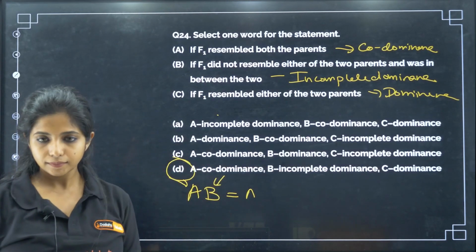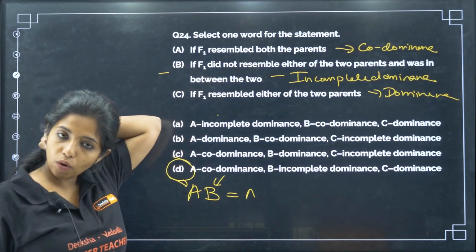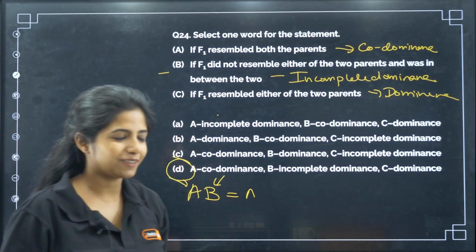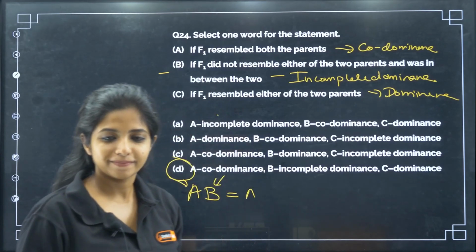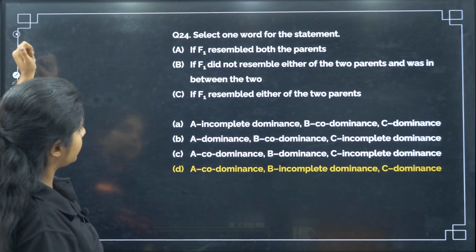D. Okay, incomplete dominance is shown by snapdragon, or Antirrhinum species. That's all you have to remember. Yeah, that's the name of the plant.